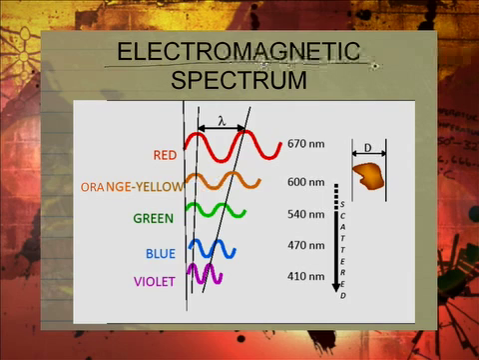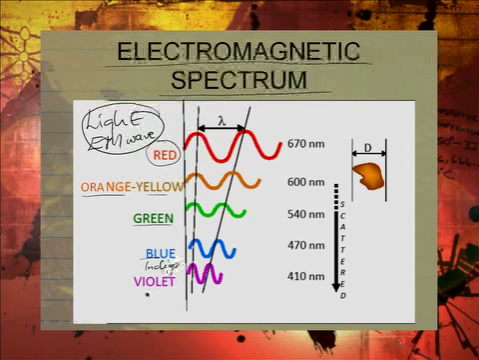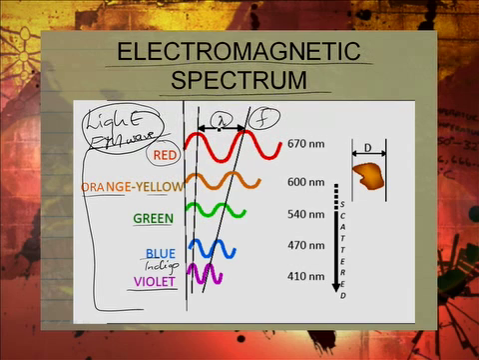Now, when we look at the visible spectrum, this is what we get. Remember I said light is an example of an EM wave, electromagnetic wave. Light can be broken down into these colors here: red, orange, yellow, green, blue, indigo, violet. These colors of light have different wavelengths or different frequencies, if you like. So when we're talking red, we should be talking about a specific wavelength or frequency. For red, we've got about 670 nanometers.